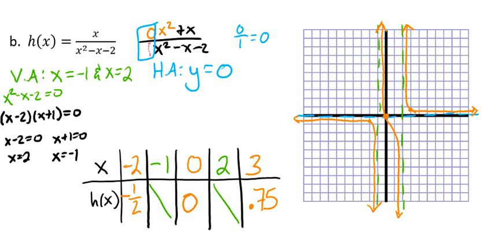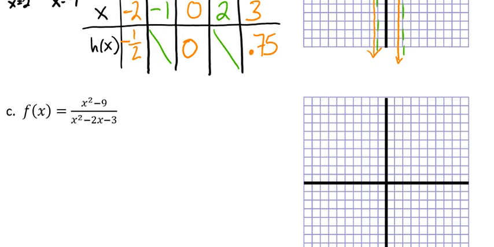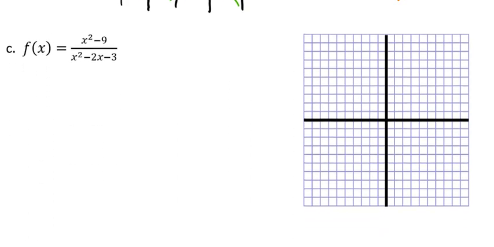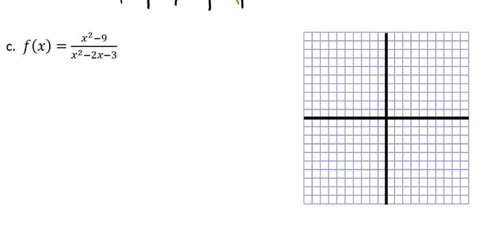Let's sketch just one more. So here we've got f of x equals x squared minus 9 over x squared minus 2x minus 3. Now the first thing that we want to do is factor it if that's possible. And it is. Our numerator will factor to an x plus 3 and an x minus 3. And our denominator will factor to an x minus 3 and an x plus 1.